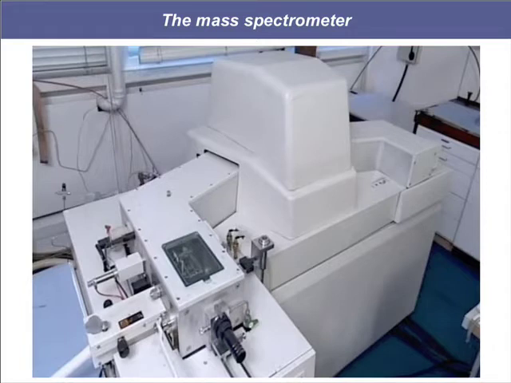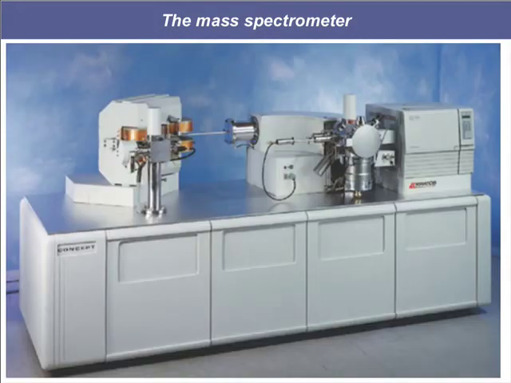We have smaller tabletop models now that look something like this, where the mass spectrometer is so small that it can be coupled with what's called a gas chromatograph, which is basically an oven that helps us separate our molecules based on boiling point before they pass through the mass spectrometer.